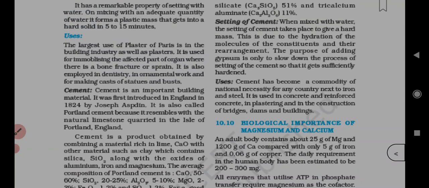And cement is a product obtained by combining a material rich in lime. What is lime? CaO. मैंने बोला था कि CaO is the primary material for the manufacture of cement. So it is rich in lime. So cement is a product obtained by combining a material rich in lime, CaO, with other materials such as clay.